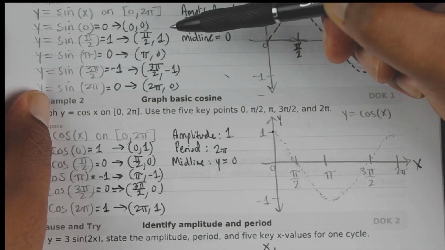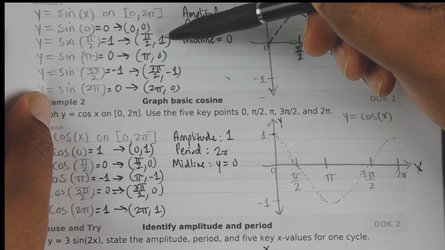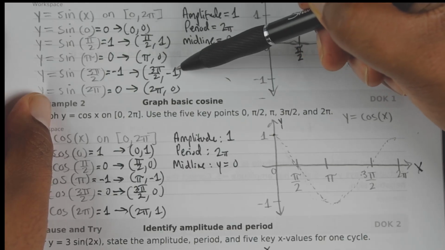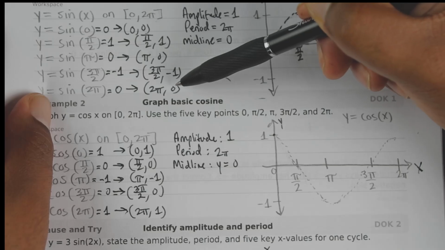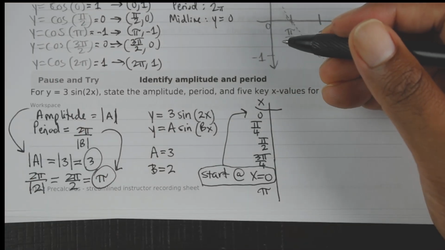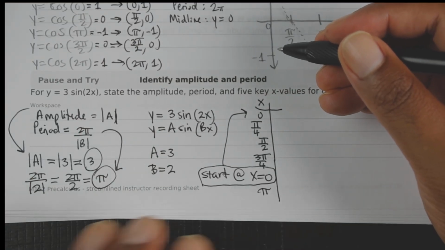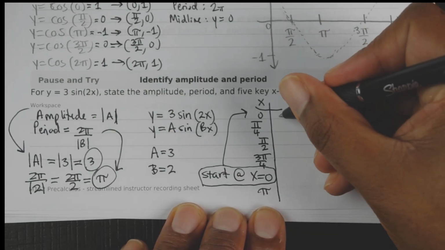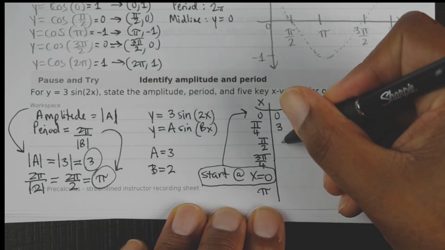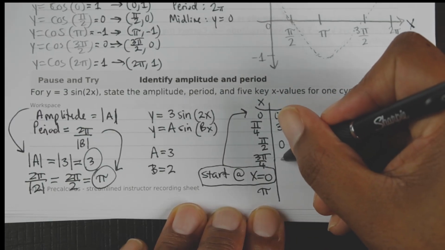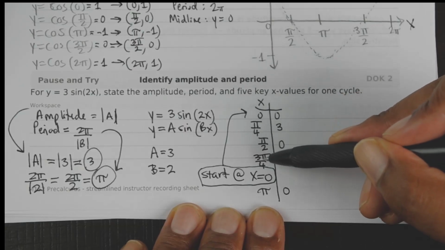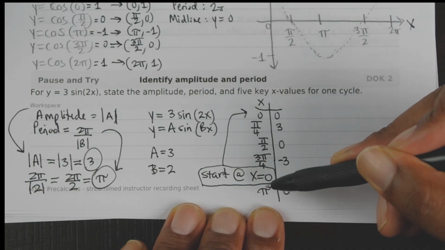So this would be amplified by 3, which would be obviously 0, amplified by 3, which would be 3, amplified by 3, which would be 0, amplified by 3, which would be negative 3, amplified by 3, which would be 0. Okay, so again, the way it would look would be 0, which would be 3, which would be 0, which would be negative 3, which would be 0. Okay, because again, these are standard intervals of sine.